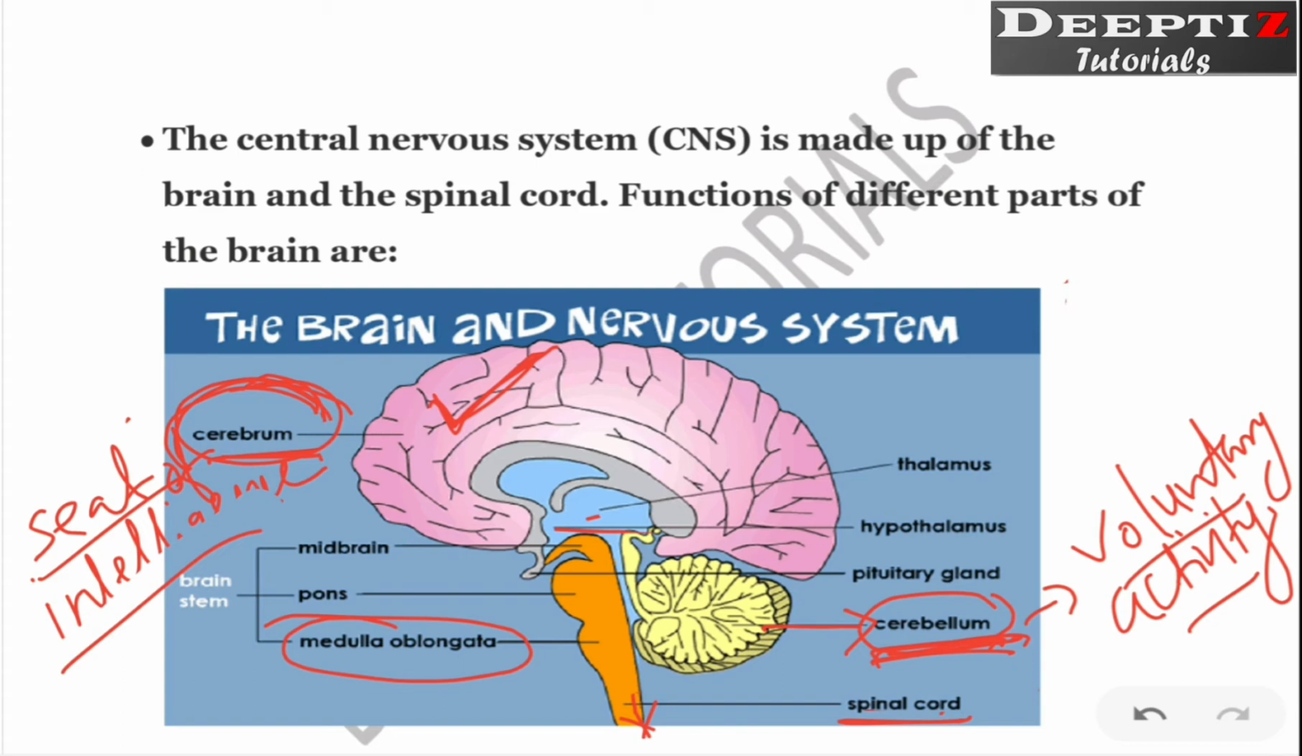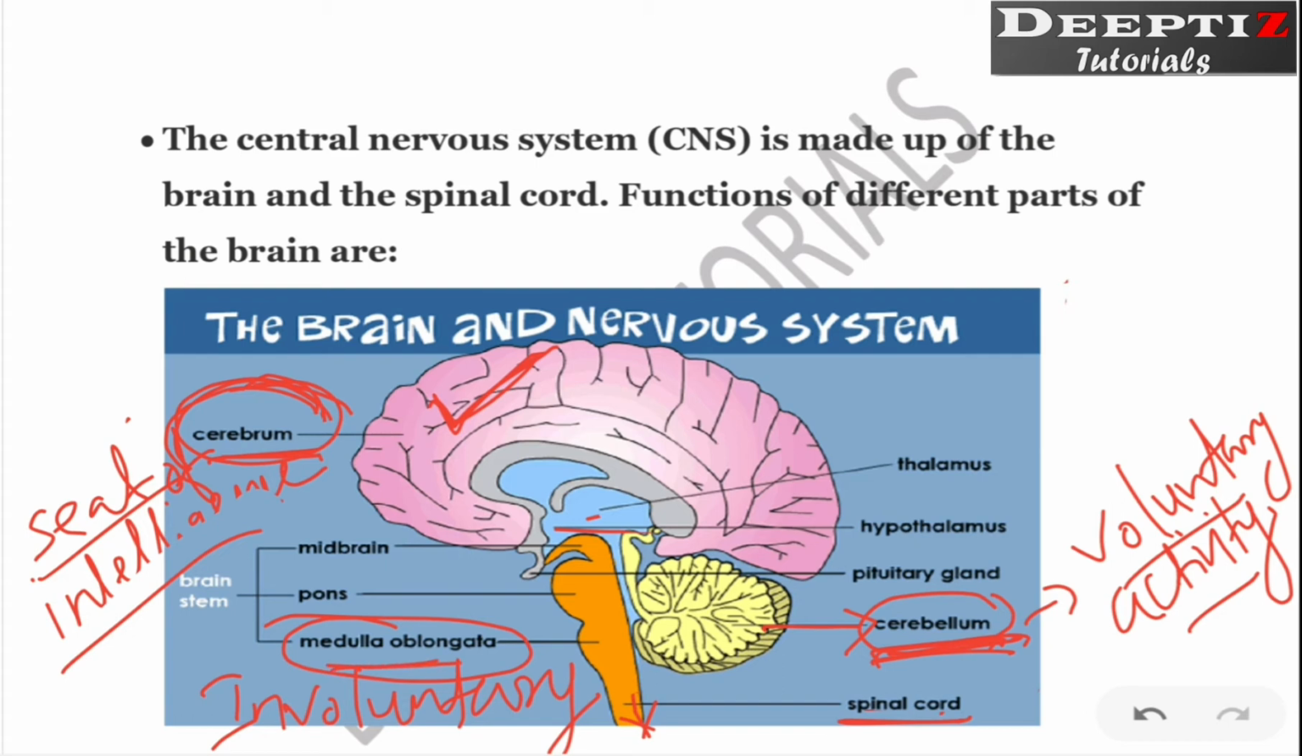At the same time, when you watch this video, your heart is beating, your eyes are blinking, you are respiring, right? Circulation is happening. All those are involuntary activities. What is involuntary? Involuntary means those activities which we cannot control. Such things are controlled by this medulla oblongata.